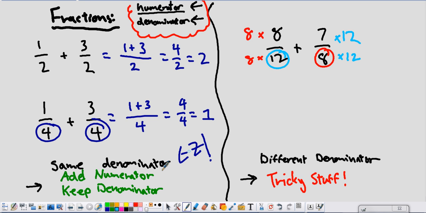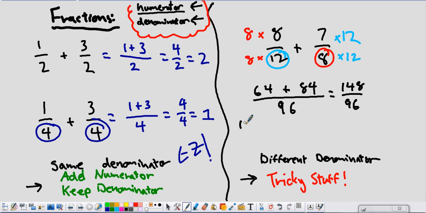That gives me 64 plus 84 over 8 times 12, same denominator. That would give you 96. So my answer is going to be 148 over 96, which is not simplified. So let's simplify this, 148 over 96.